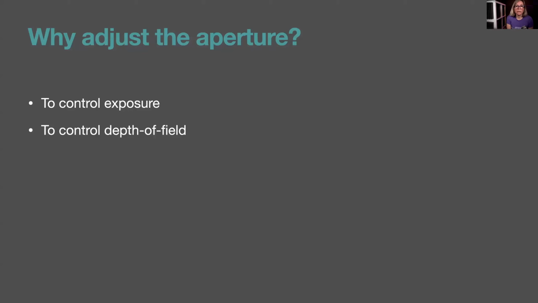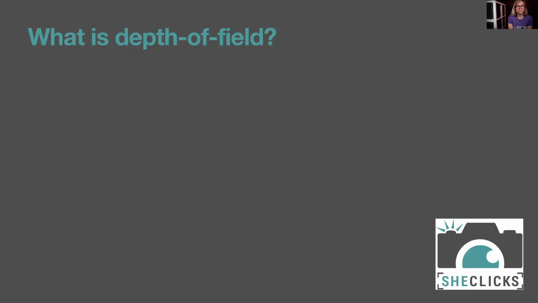So why do we adjust the aperture? Well, firstly, we use it to control exposure, and we touched on that, and it links in with shutter speed, which we'll be talking about in the next webinar. But another key reason why we might choose to work with aperture and aperture priority mode is because we want to take control of depth of field. So what is depth of field?